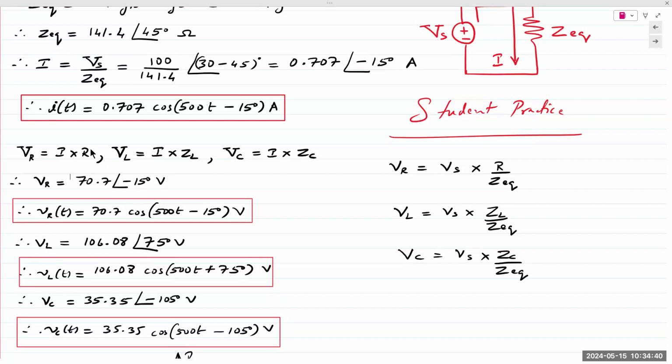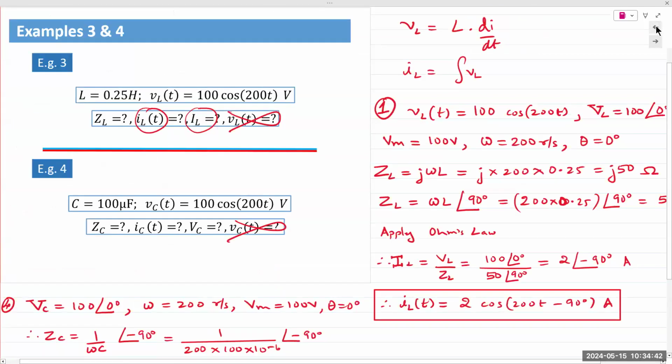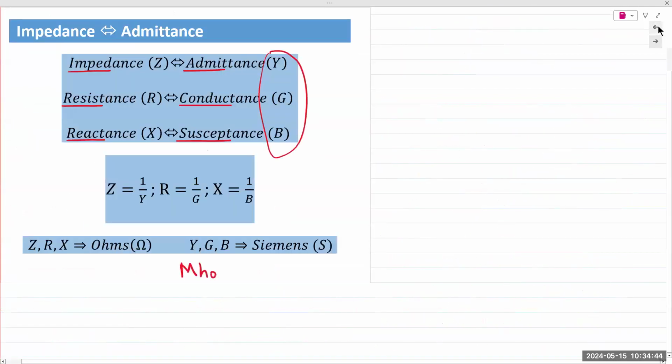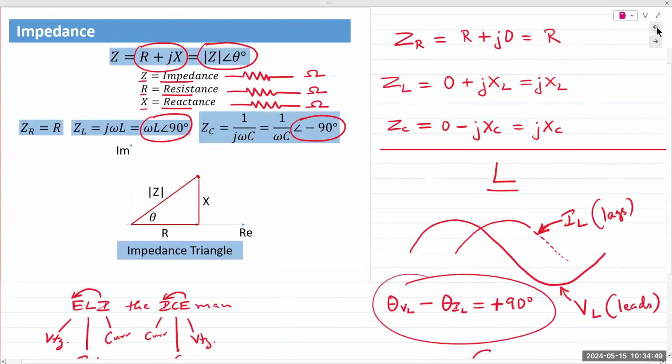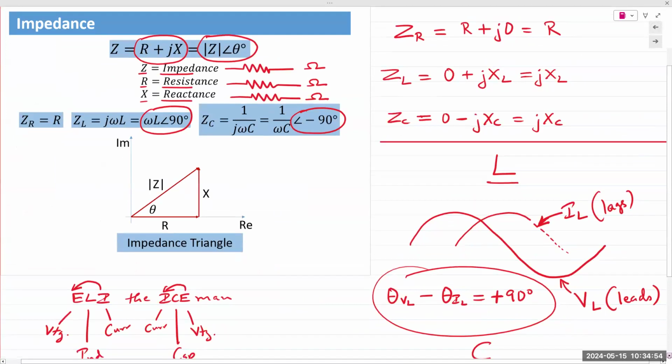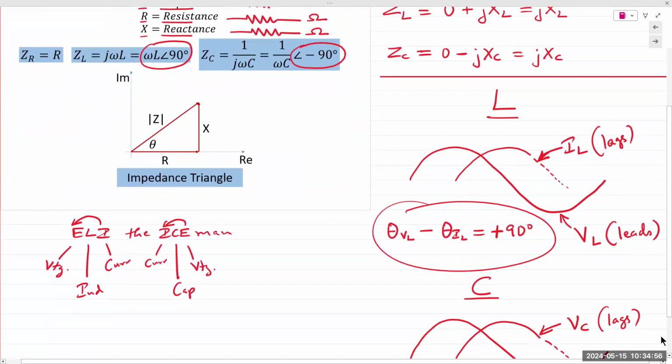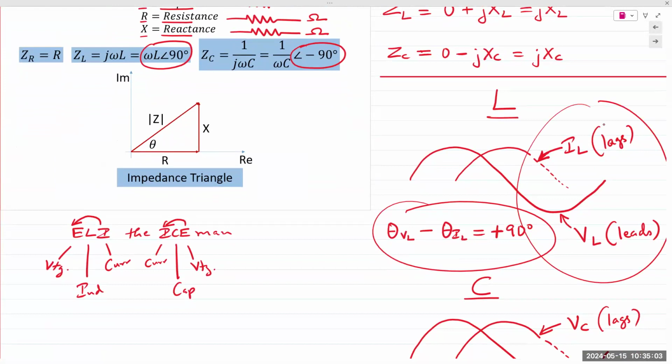Sure. We can go back to page number 15 for that. So the question being asked is about the phase angles for the inductor and the capacitor. So in an inductor, the current always lags the voltage by 90 degrees, because the current cannot change instantaneously. So the voltage might change instantaneously, but the current will change after that. So it always lags the voltage by 90 degrees.